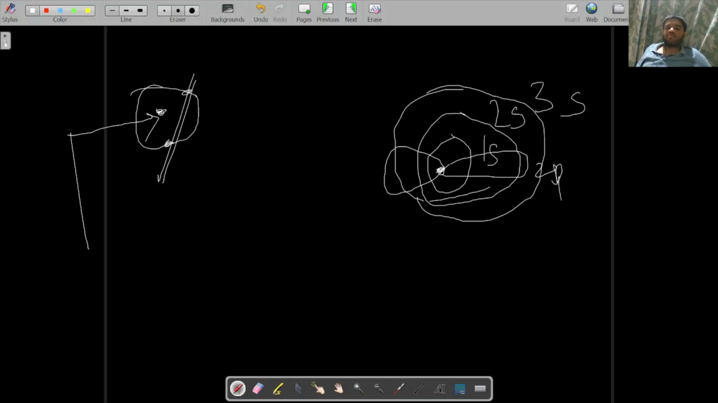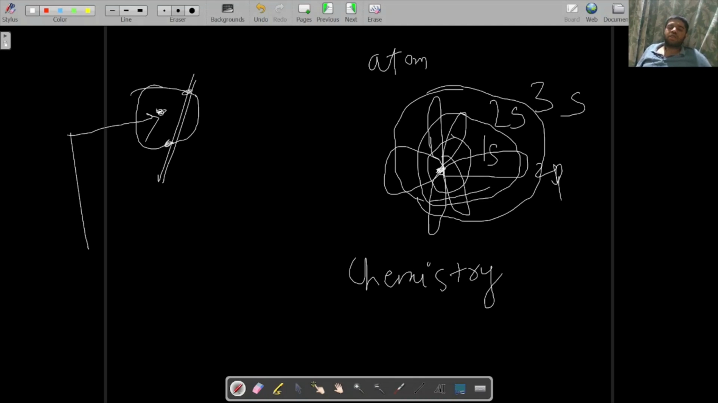Then you will have 3p, then you will have 3d after that. So all these things when you combine, it will be a complex electron cloud. Your atom will be a complex electron cloud. But in the lower classes, or say in chemistry also, your focus is on the outer electron cloud.